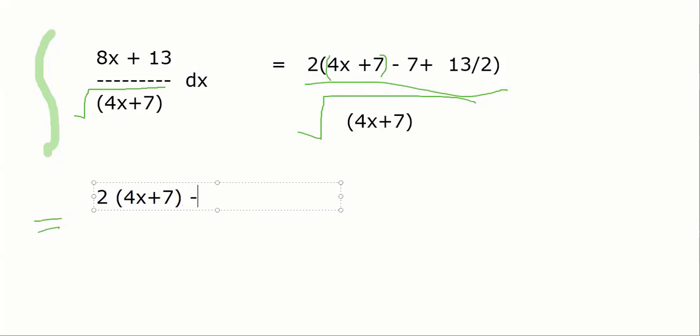Minus 1. How much is this? Minus 1 by 2, sir. Minus 1 by 2 or minus 1 only? After multiplying with 2, we will get minus 1, sir, because minus 7 plus 13 by 2 is minus half, and minus half into 2 is minus 1. Correct? Yes, sir. Too easy or not? Yes, sir. Too easy, sir.